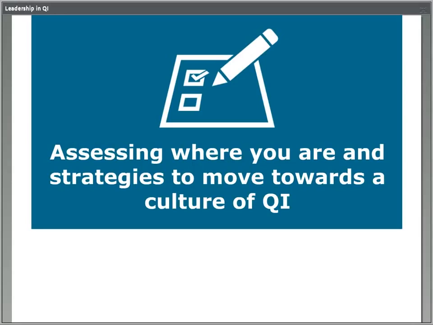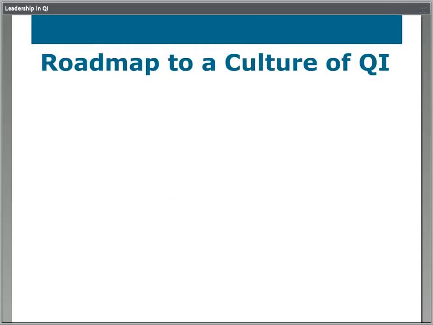So I think it's really important to know what a culture of QI actually looks like. We need to know what we're heading for. So we're going to look at some of the human and process characteristics of the journey, really, that you're on, to have some idea of the strategies that can be used to move you on to the next stage.